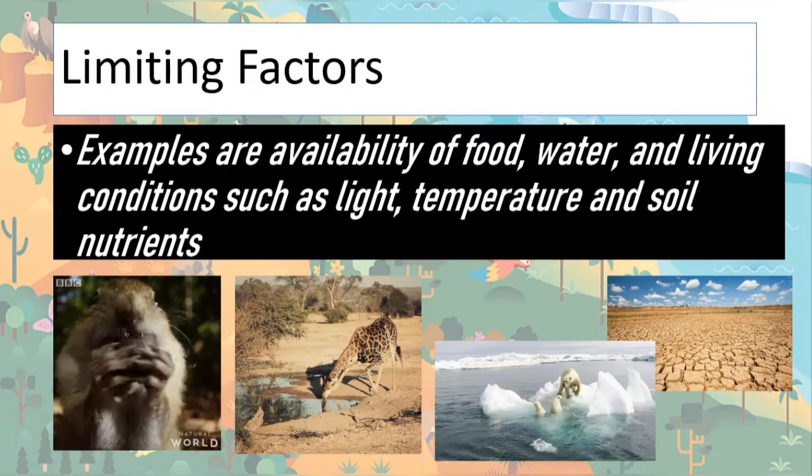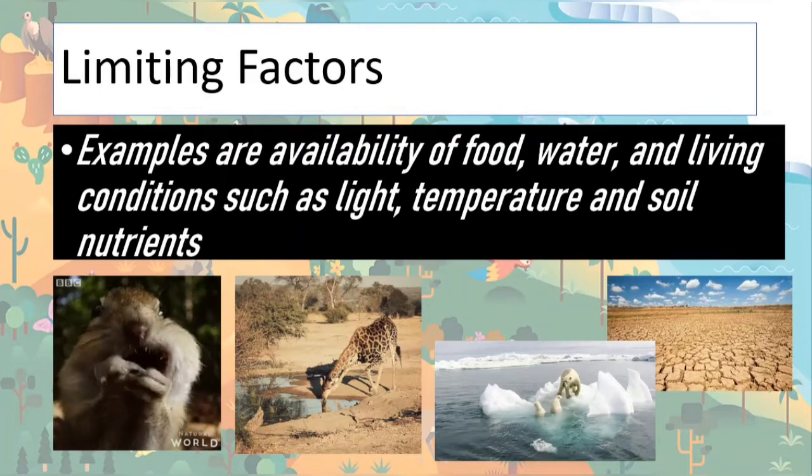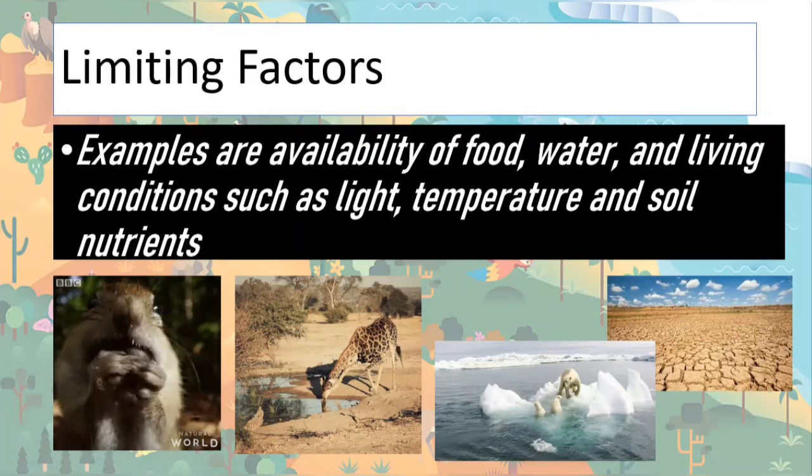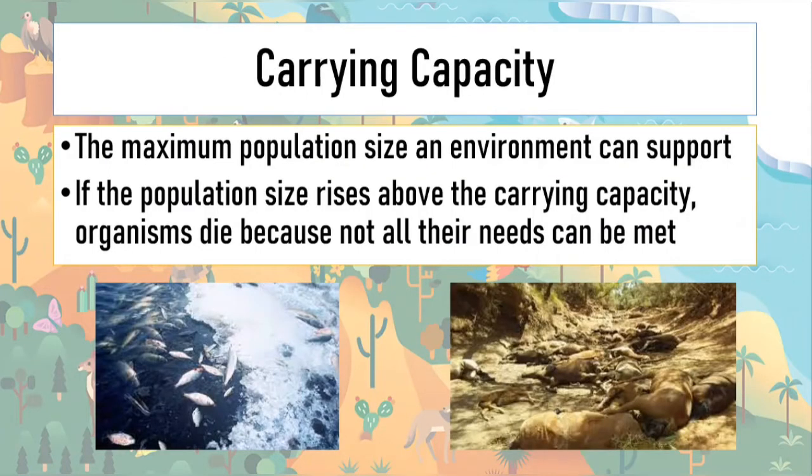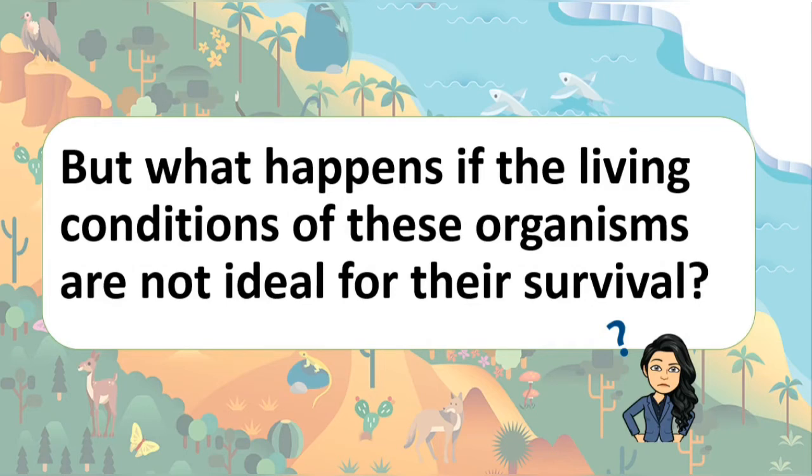Carrying capacity is the maximum population size an environment can support. If the population size rises above the carrying capacity, organisms die because not all their needs can be met. But what happens if the living conditions of these organisms are not ideal for their survival?